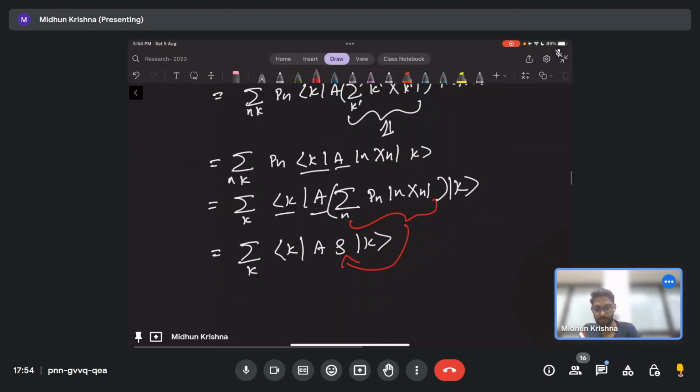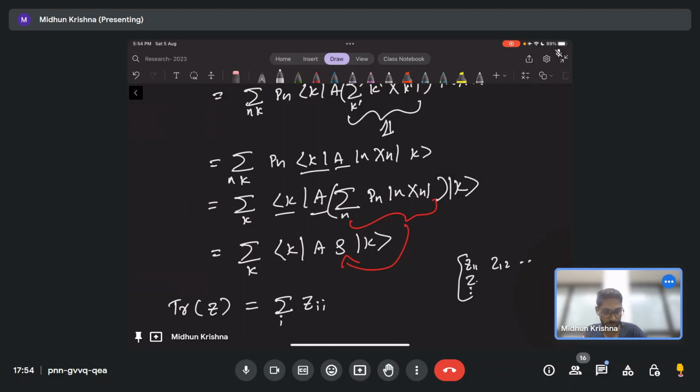So there's a mathematical thing that I want to tell you. If I have the trace of an operator Z, let's say some arbitrary operator Z, the trace of Z is basically the sum of the diagonal elements of Z: the sum over i of z_ii. So if I have a matrix z11, z12, and so on, z21, z22, and so on, the trace of Z is basically the sum of the diagonal elements.